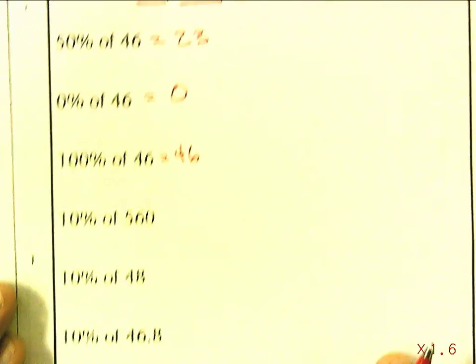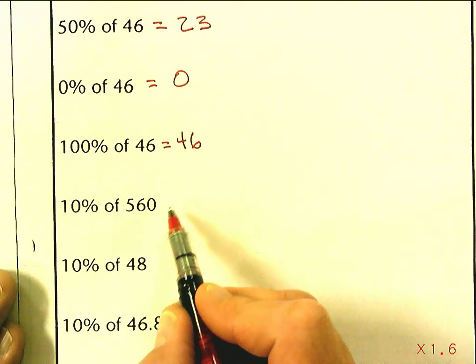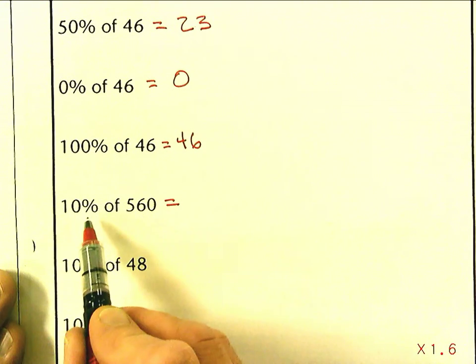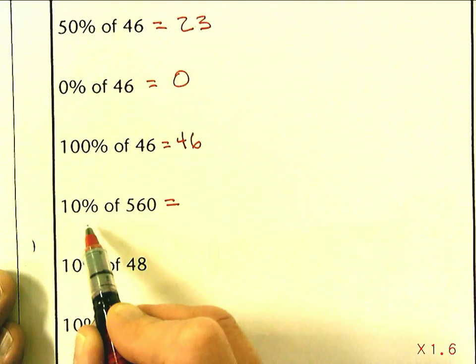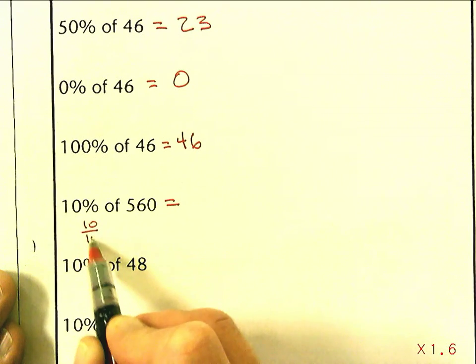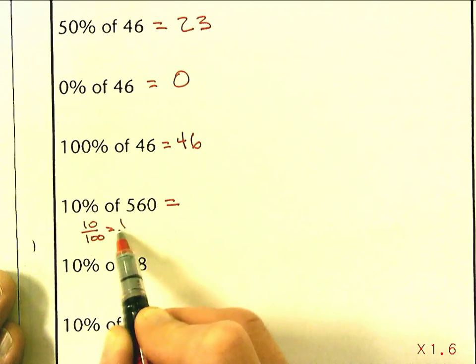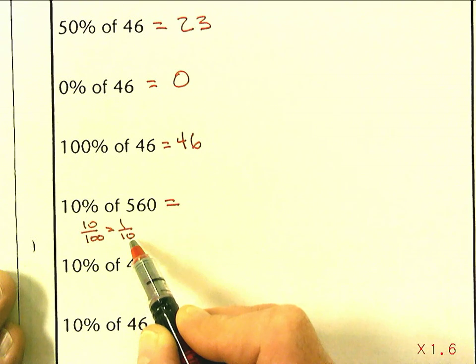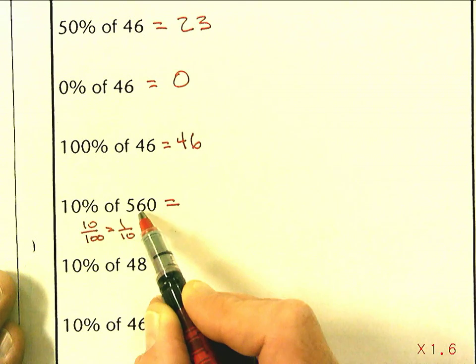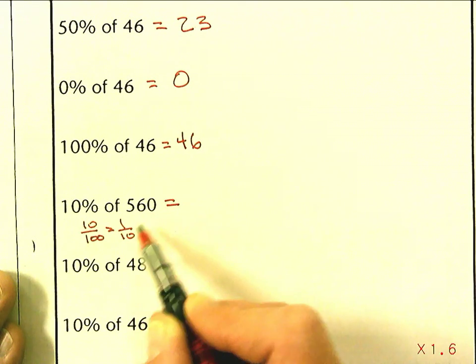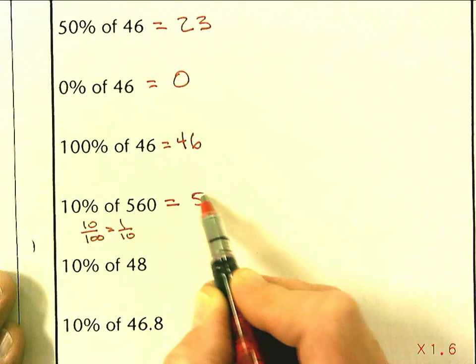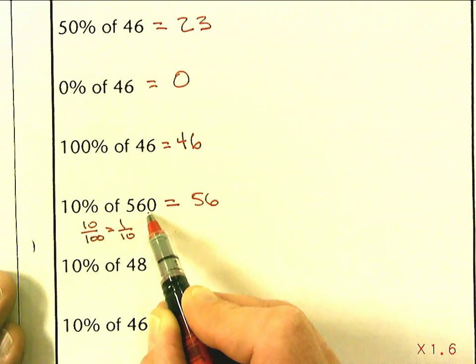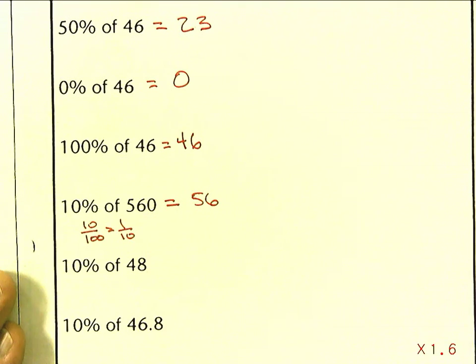And now we get to one that's a little bit more difficult, but if we think about 10%, 10% is 10 out of 100, or it's 1 out of 10, or you can think of it as whatever the number is divided by 10. So take 560, divide it by 10, and it's just 56. Really, you're moving a decimal point over one place to the left when you divide by 10. So 10% of 560 is 56.